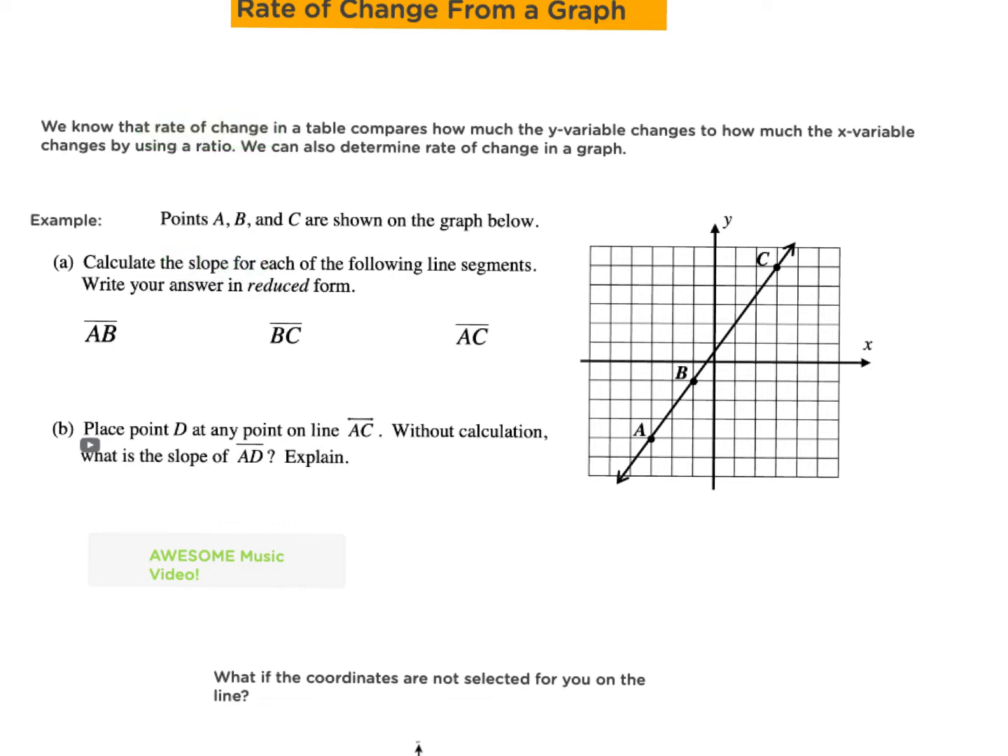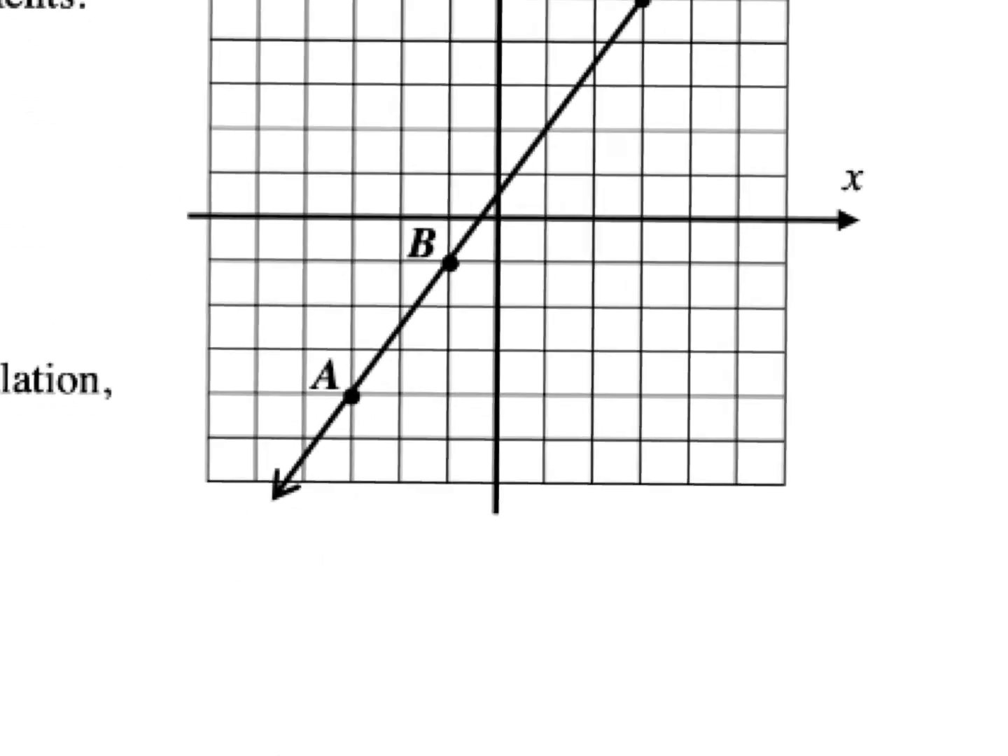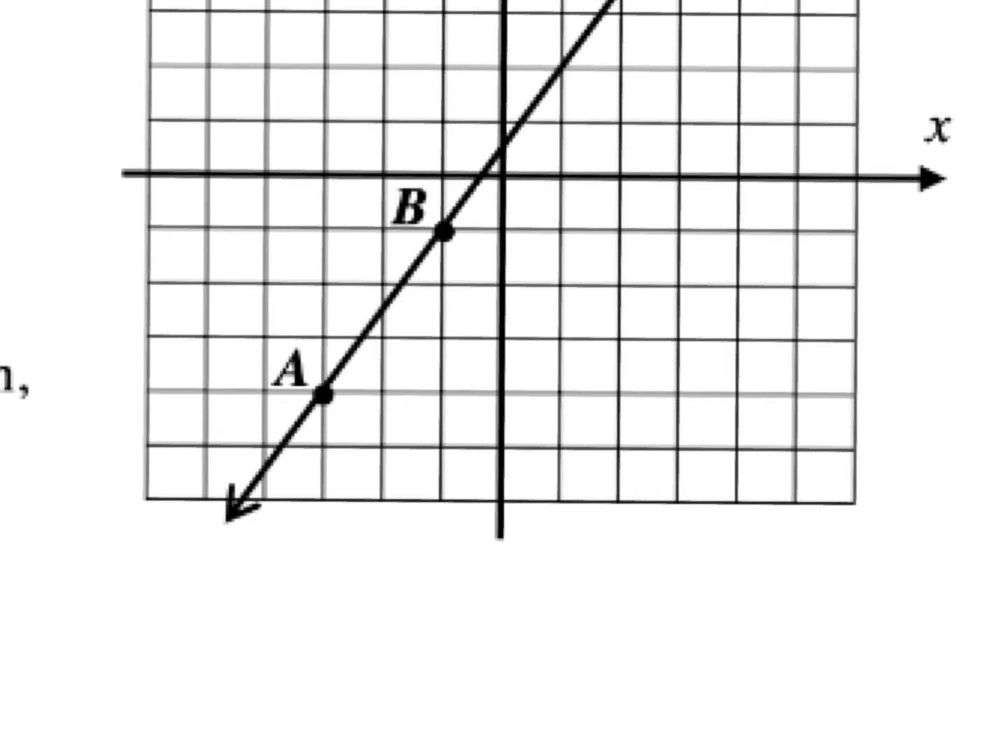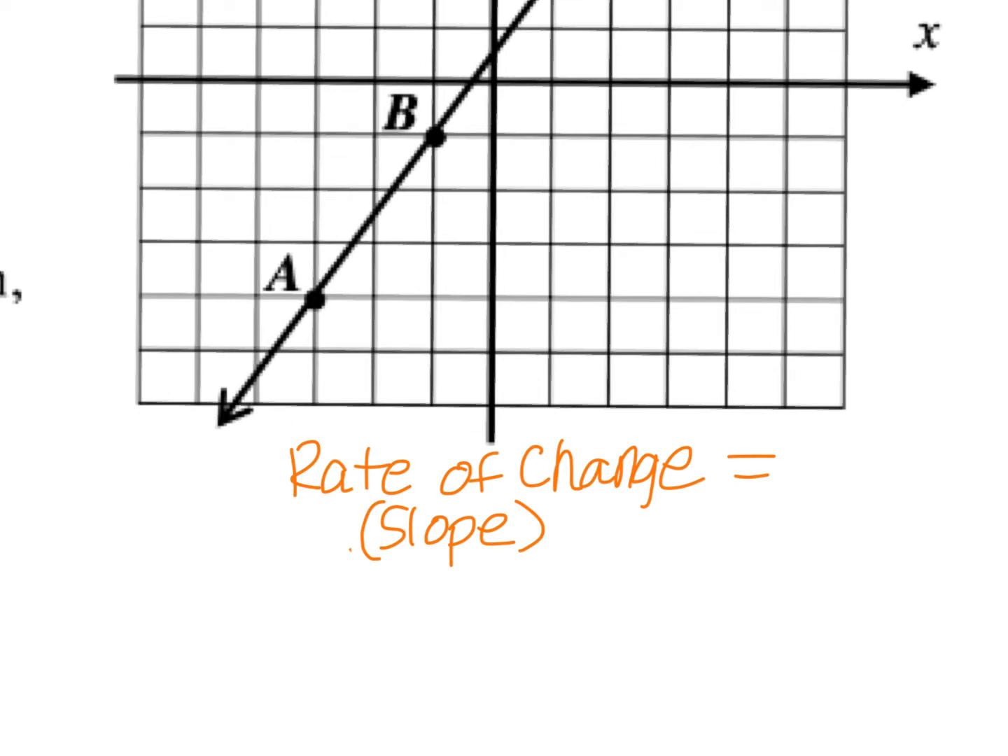So let's see how we would use it by calculating the slope of each line segment on this graph. It asks us to start with AB, which means we're going to start with that little segment of the graph right here. I'm going to zoom in so that we've got a closer look. Slope is the same as rate of change, and it's the ratio of the change in our y values over the change in our x values.